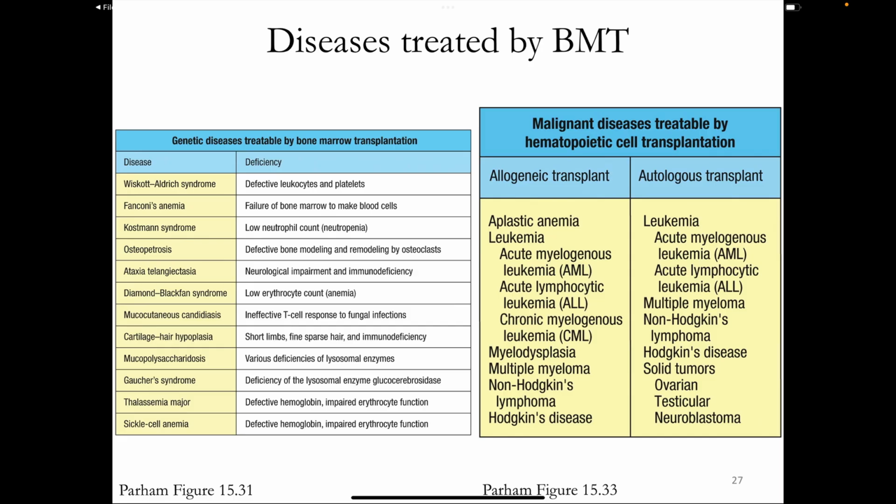In fact, a ton of genetic diseases where you have some kind of genetic issue of bone marrow stem cells are easily treatable by bone marrow transplantation. Many key genetic immune diseases are bone marrow transplantation types of diseases.